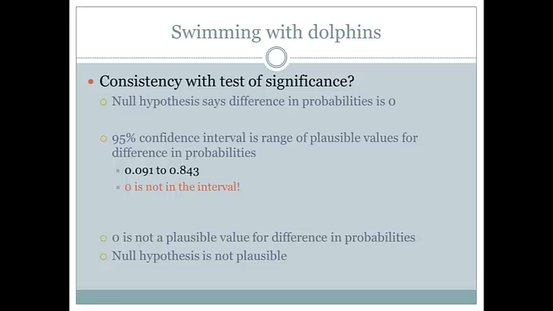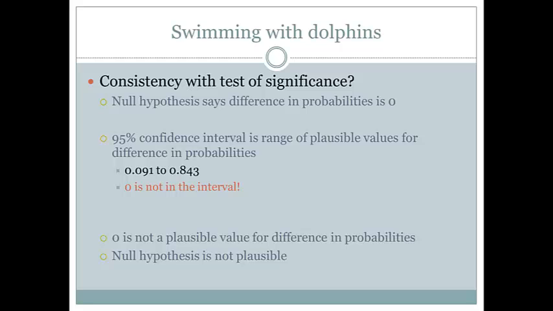Is this consistent with the test of significance? Remember before we've talked about how the confidence interval and the p-value tell us similar stories. The null hypothesis here says that the difference in probabilities is 0. When we look at the 95% confidence interval, that's a range of plausible values for the difference in probabilities. Notice that that range is 0.091 to 0.843, so 0 is not in the interval. What does this mean? It means 0 is not a plausible value for the difference in probabilities.